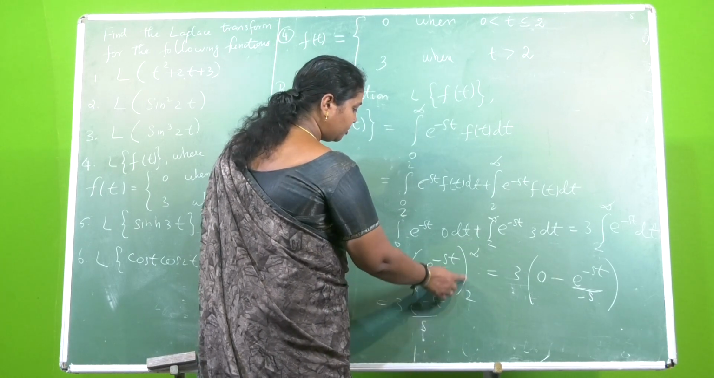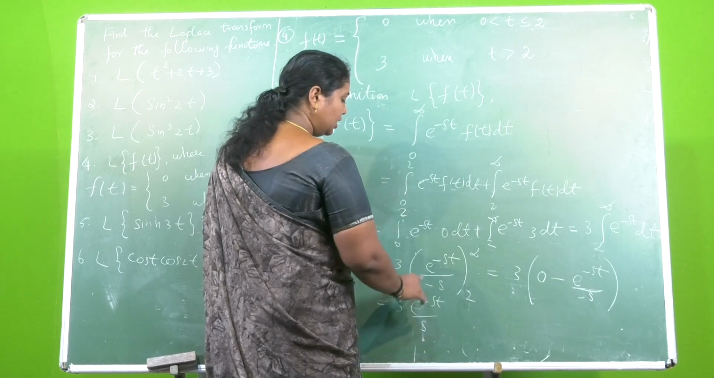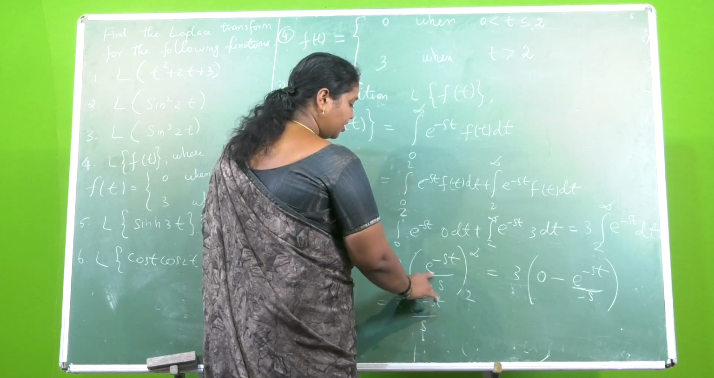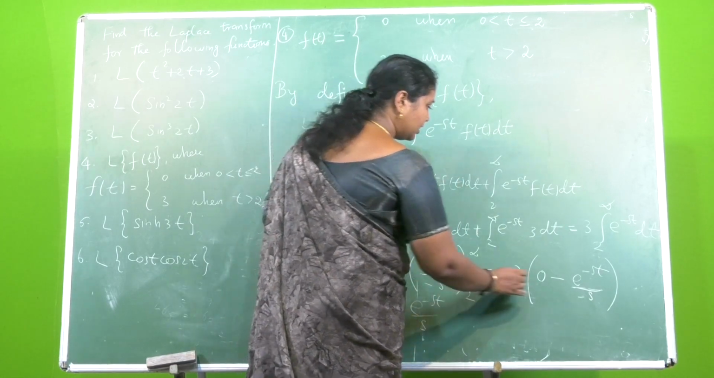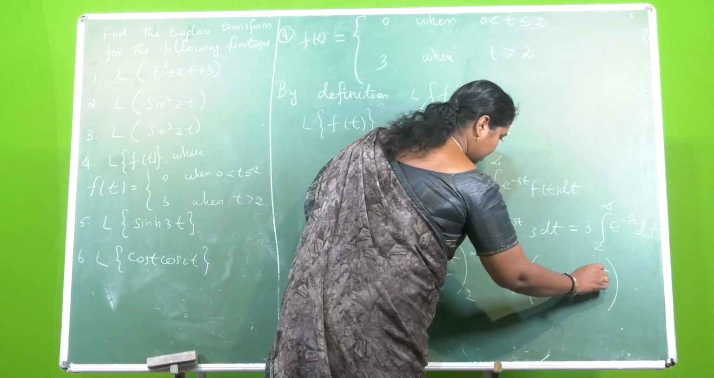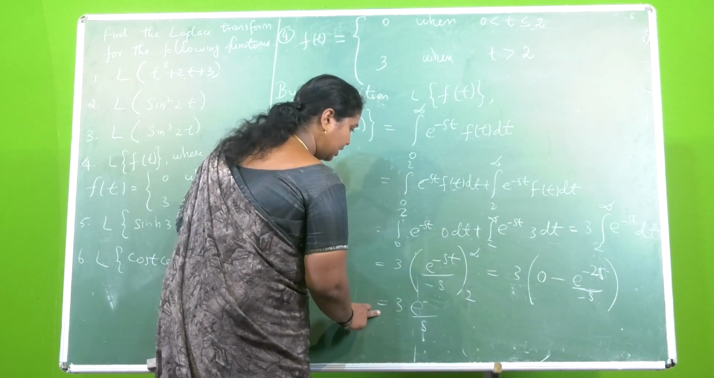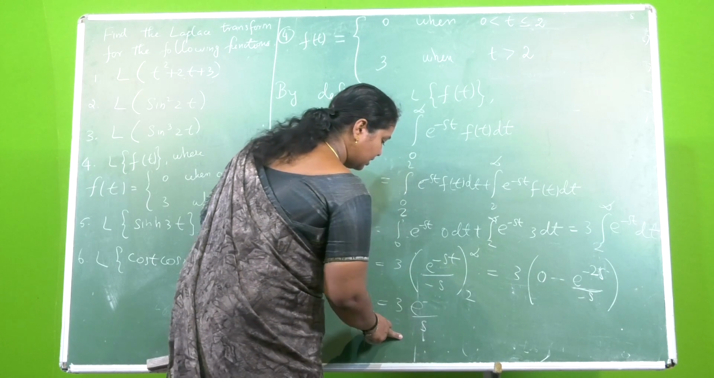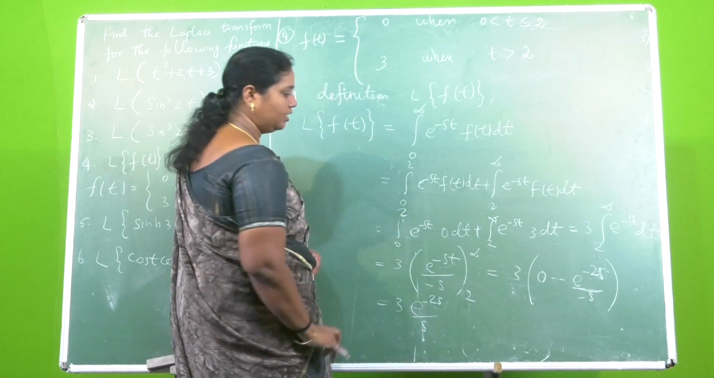Okay, if we substitute the upper and lower limits, the upper limit is infinity and the lower limit is 2. As t tends to infinity, this term becomes 0, so the first term is 0, and the second term is e power minus 2s divided by minus s. So the answer will be 3 times, minus into minus is plus, so 3 times e power minus 2s divided by s.